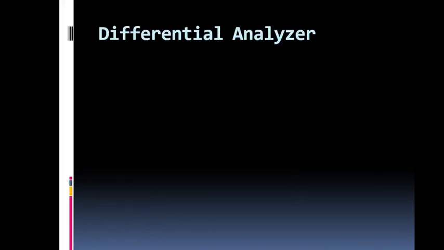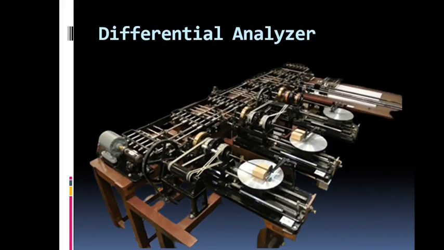Differential Analyzer. Vannevar Bush introduced the first electrical computer, the Differential Analyzer, in 1930. This machine is made up of vacuum tubes that switch electrical impulses in order to do calculations. It was capable of performing 25 calculations in a matter of minutes.